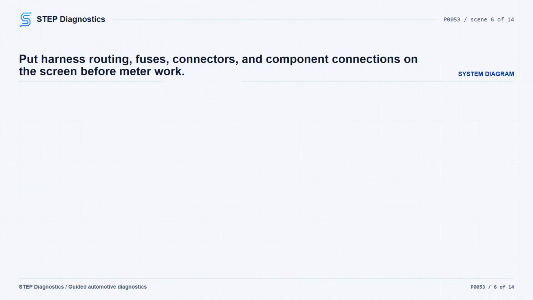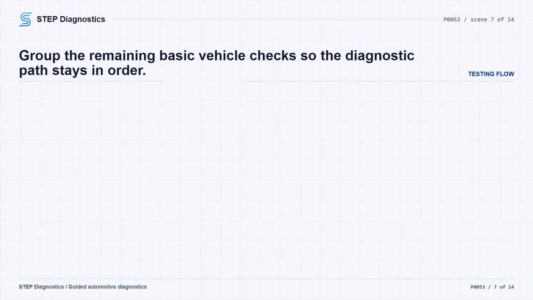Before any detailed electrical testing, inspect the harnesses for damage, chafing, and correct routing. Check fuses, circuits, and connectors for continuity and correct installation, and make sure the components are properly connected. These are simple checks, but on an oxygen sensor heater type concern, damaged routing or a poor connection can look like a deeper circuit failure. Keep going through the basic vehicle checks before narrowing the diagnosis.